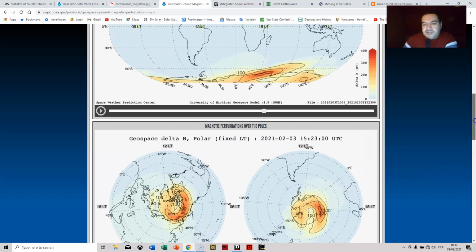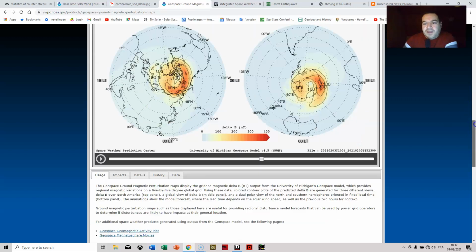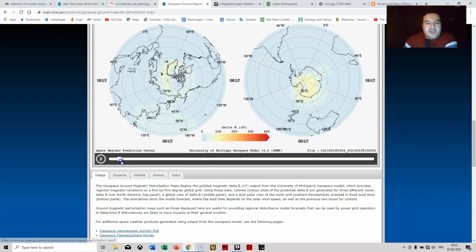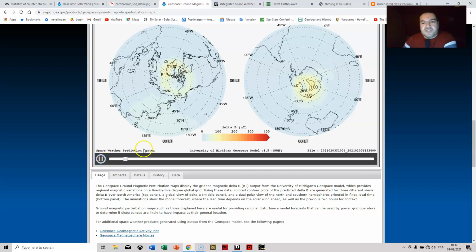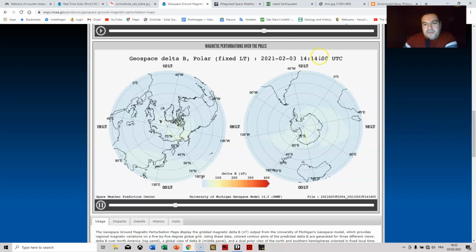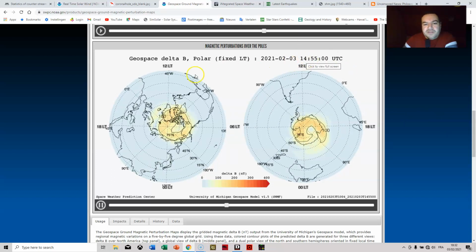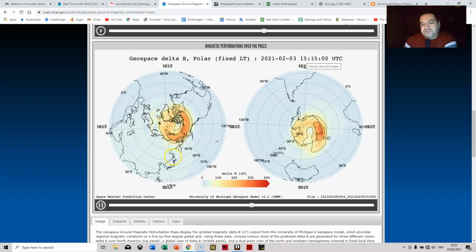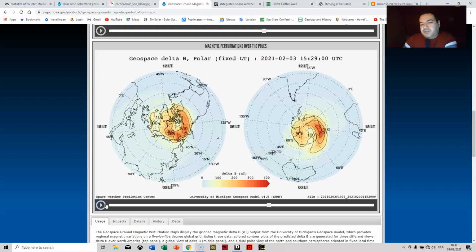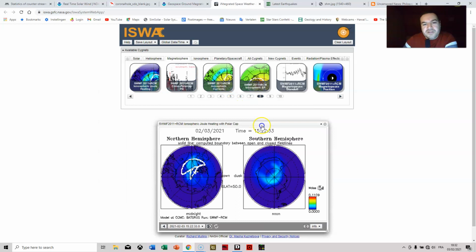Next, I noticed something. I was watching the magnetic perturbation over the poles, and this happened at around 15 UTC and 23 minutes. You will see this. 14 UTC, we're almost there. And then it suddenly appears. And I got an idea, in fact. Why not check the other metrics? Who knows? Maybe there is a pattern. Maybe I can find something.